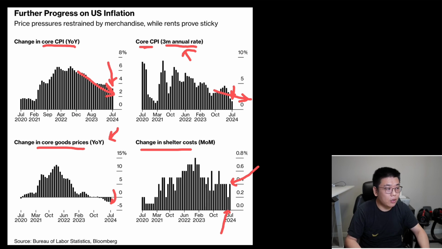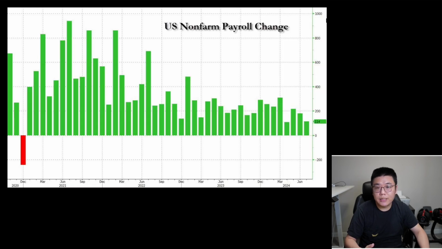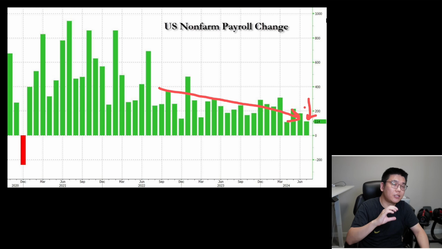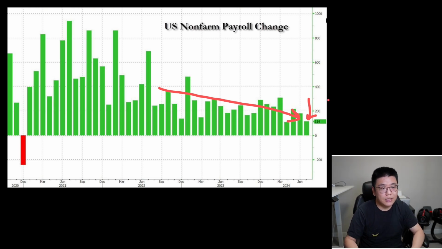And in the latest July non-farm payroll data, we can see that there were 114,000 jobs created. It's forming a pretty clear downtrend in terms of job creation. Okay, so the number of jobs being created is slowing, decreasing. That's just telling us that there's a softening in the labor market.